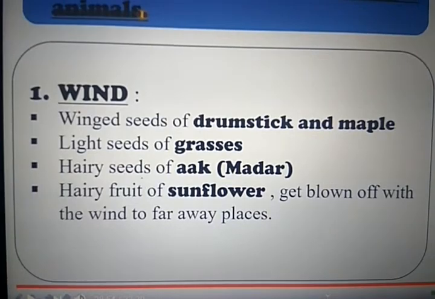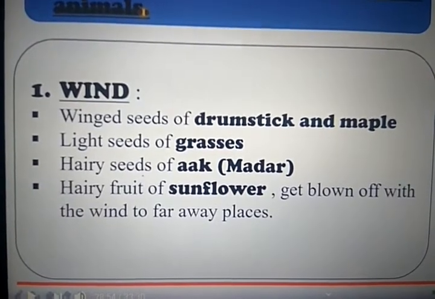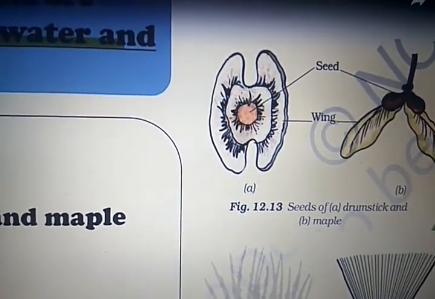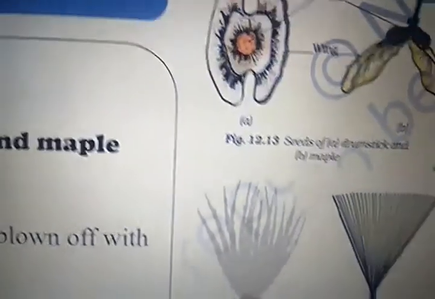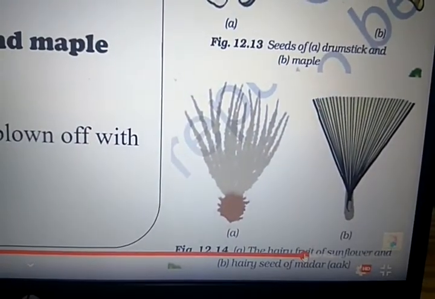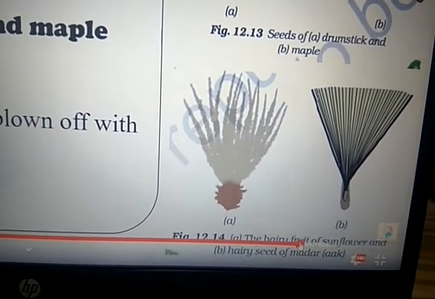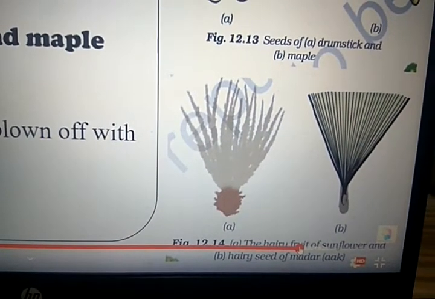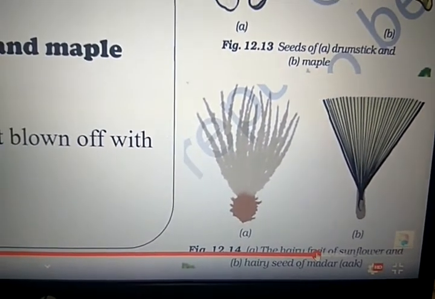So remember the examples. Here you can see the seeds of drumstick, A figure, B is a maple. Here the A is sunflower and B is madar.